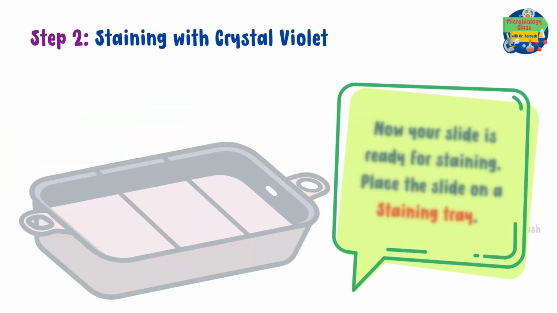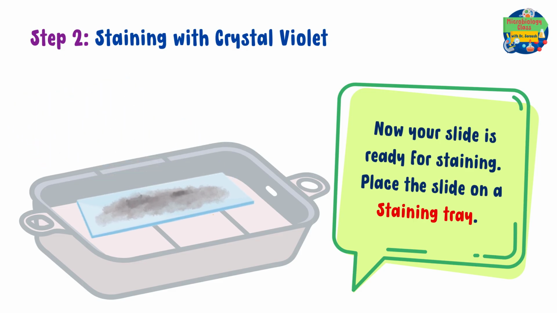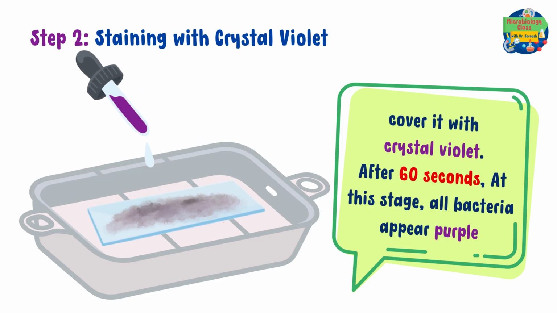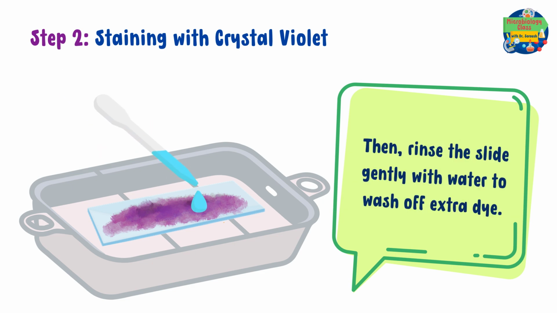Step 2, staining with crystal violet. Now your slide is ready for staining. Place the slide on a staining tray. Cover it with crystal violet. After 60 seconds, at this stage, all bacteria appear purple. Then, rinse the slide gently with water to wash off extra dye.